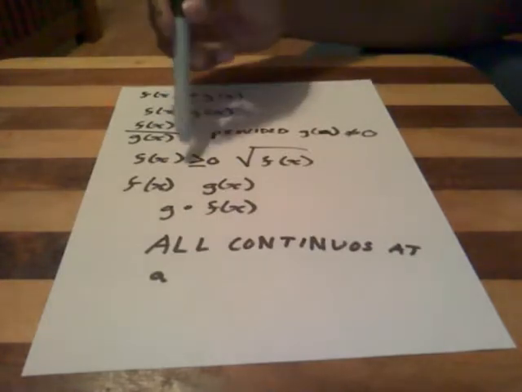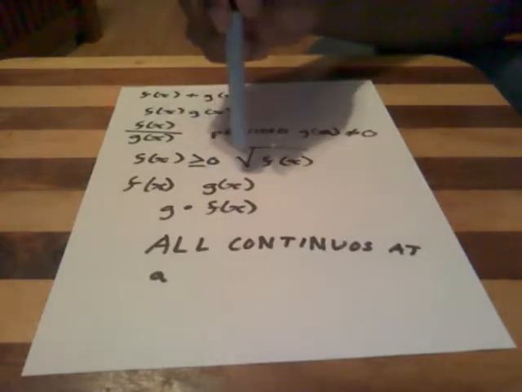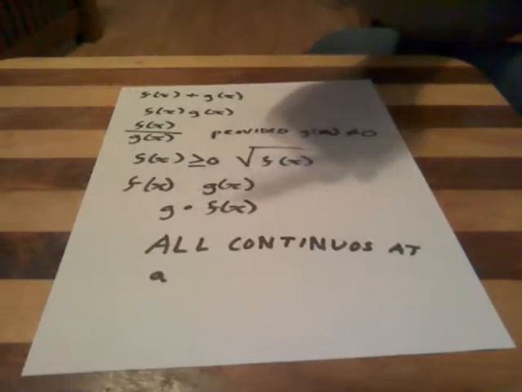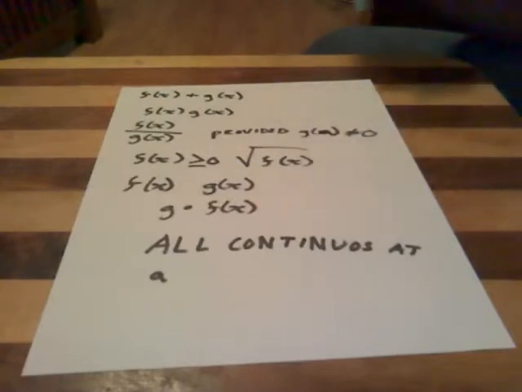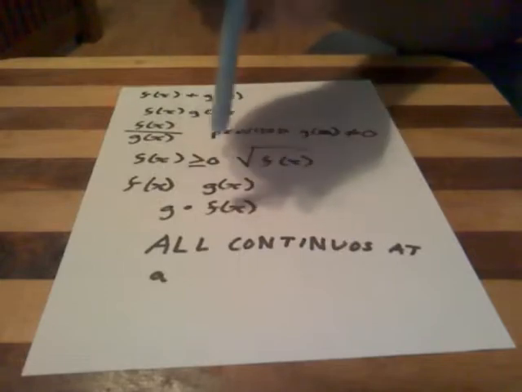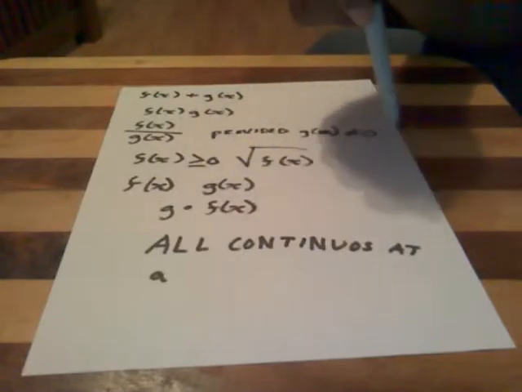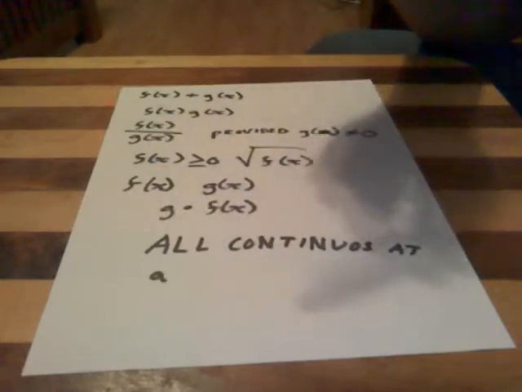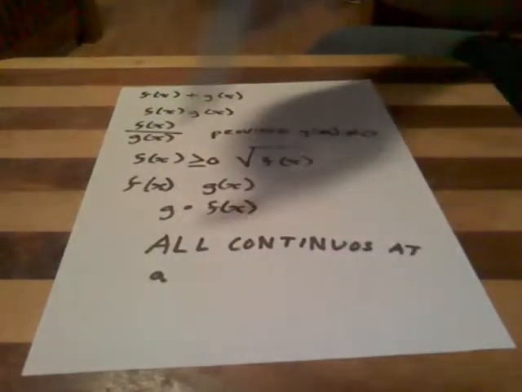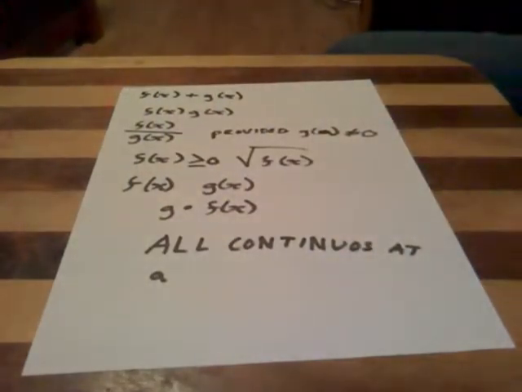If f of x is greater than or equal to 0, then the square root of f of x is continuous at a, or if g of x is greater than or equal to 0, then the square root of g of x is continuous at a. If f of x is continuous at a and g of x is continuous at f of a, then the composition of function g of f of x is continuous at a. All of these are continuous at a.